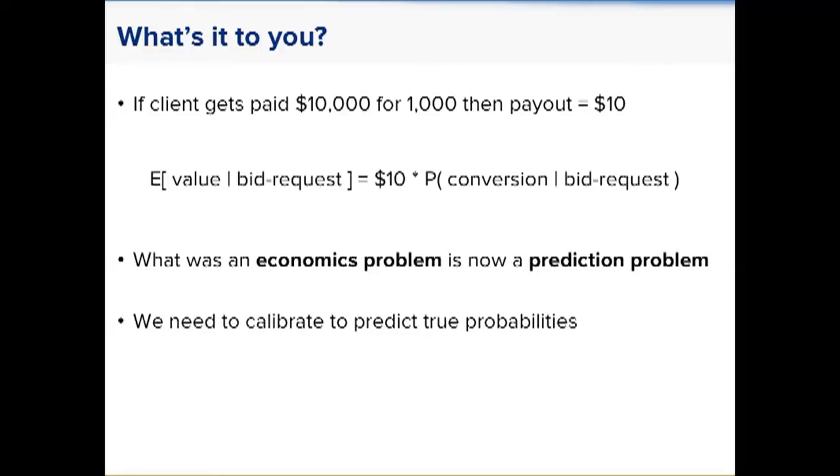So in the context of online advertising, if you've sold 1,000 outcomes for $10,000, then your expected payout is $10, and your expected value for any given bid request is $10 times the probability of conversion. So this is how we translate an economics problem into a prediction problem. Now we can use machine learning.